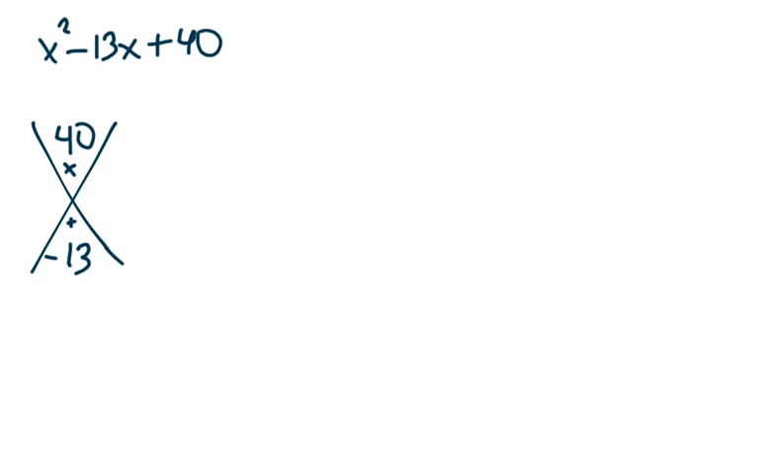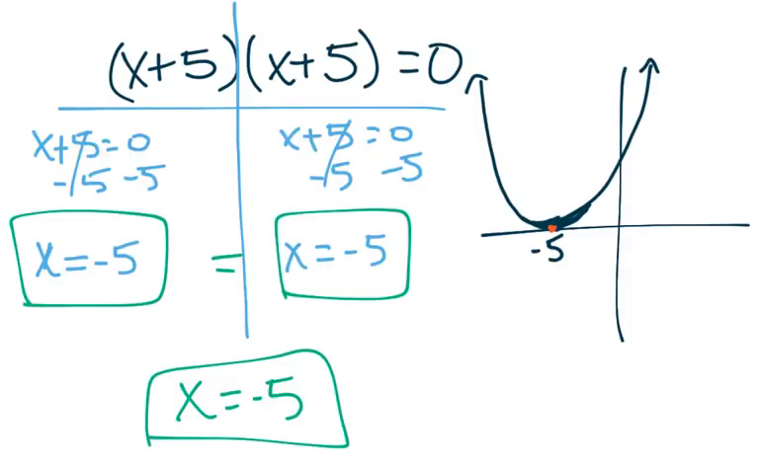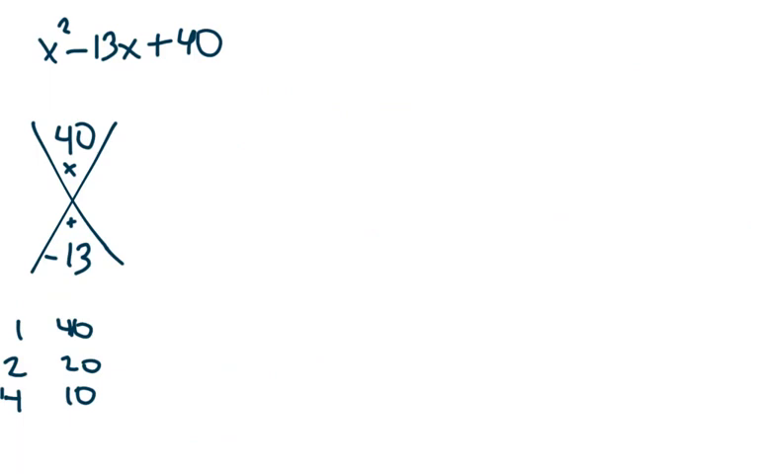Well, factors of 40 are 1 and 40, 2 and 20, 3 and, well, it doesn't work with 3, 4 and 10, my bad, 5 and 8. And that is, I believe, it. So, which of these two numbers could I combine in order to give me -13?